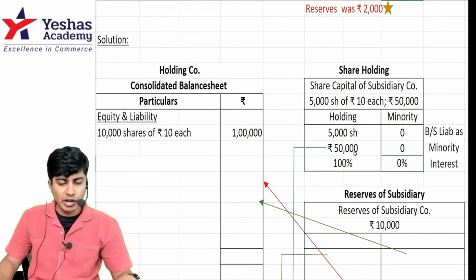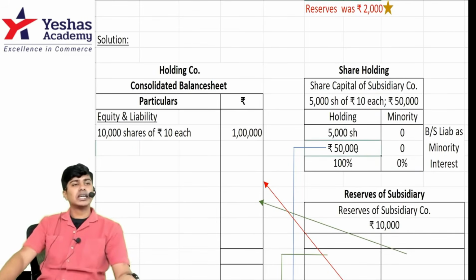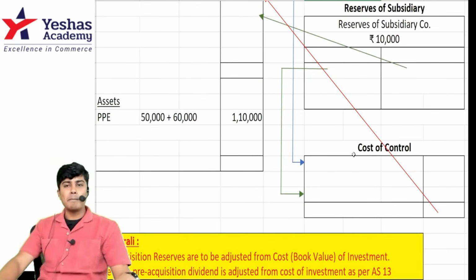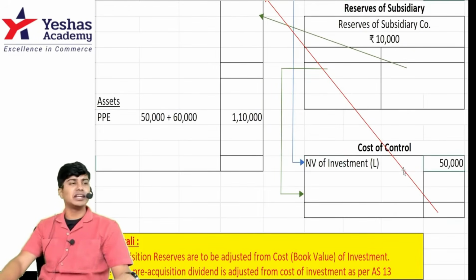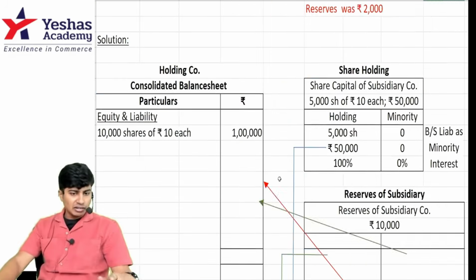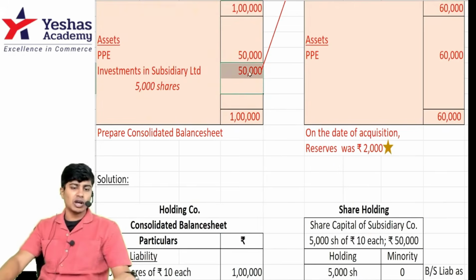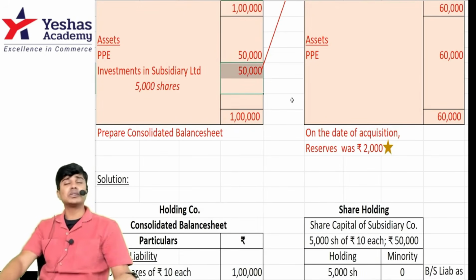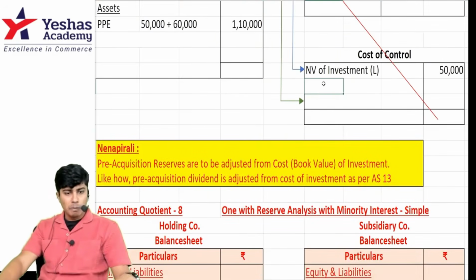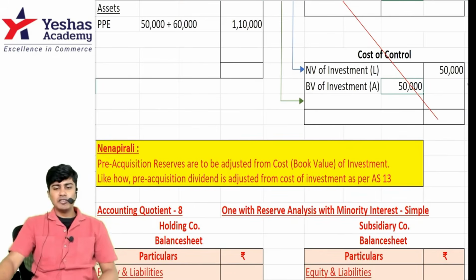100% subsidiary. Where do I write this 50,000 rupees? Cost of control. What is the name? Very good. Nominal value of investments, liability 50,000. Then in the inner column, we did this 5,000 shares part. How much is the outer column value? What is 50,000? I would write here, book value of investment. Understood this? 50,000.